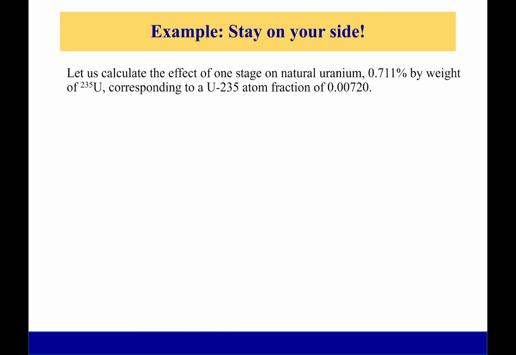Okay, so we'll stop here for now, but next time we'll do an example showing how this works for enriching uranium and how much one stage will do to change the abundance ratio.